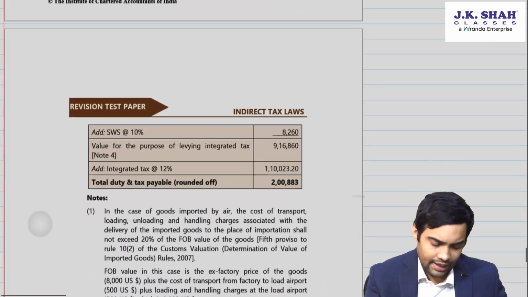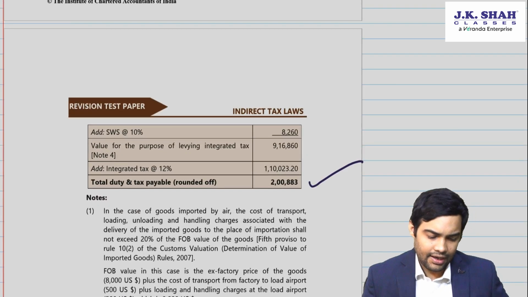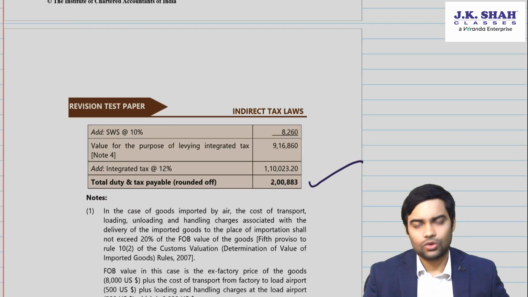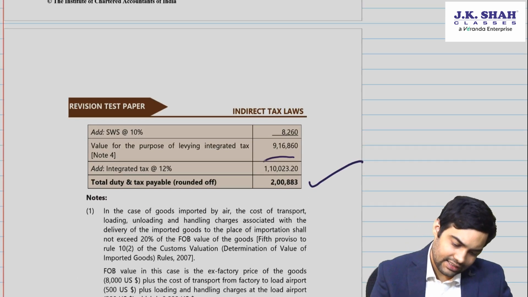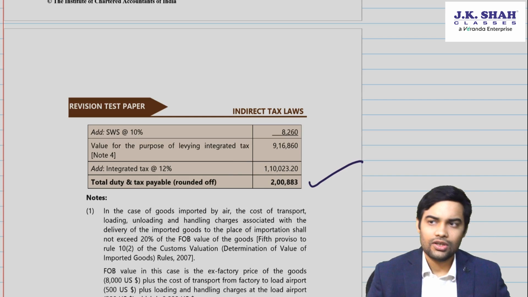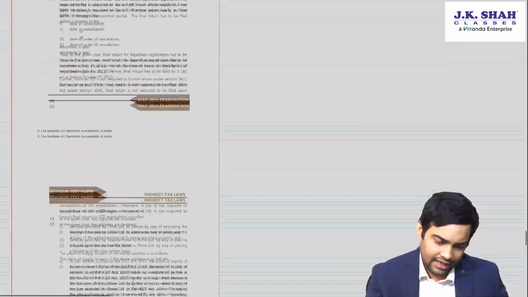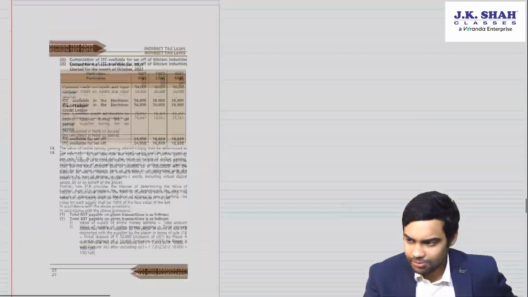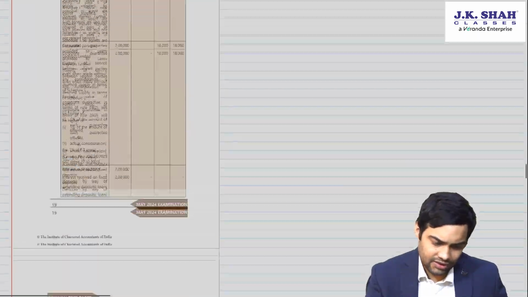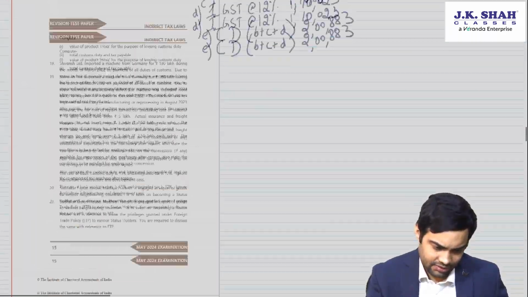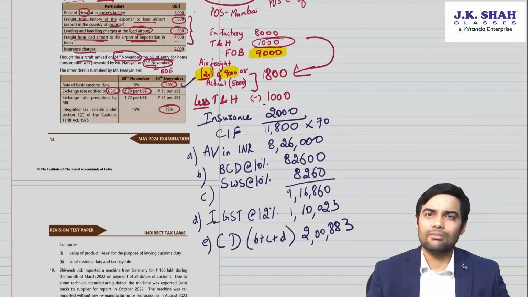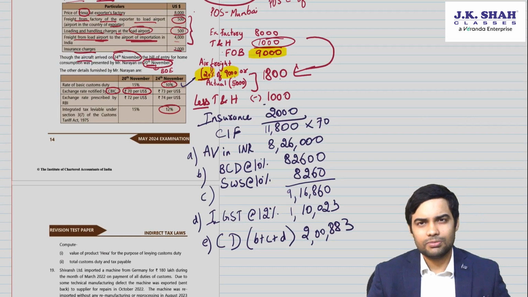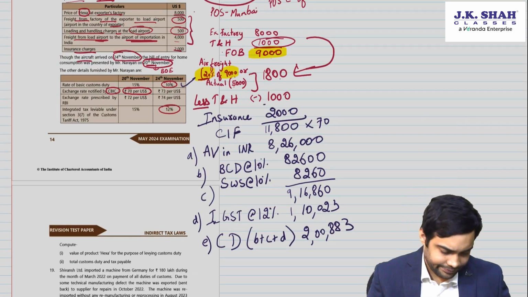Okay, 2,08,83. So total duty plus tax payable. Will you get ITC? Yes, of the IGST amount you will be eligible for ITC. Clear? So be very strong with the computation questions of customs, because this is easy, plus there might be some adjustments, but you have covered all the adjustments and you should be able to answer it.